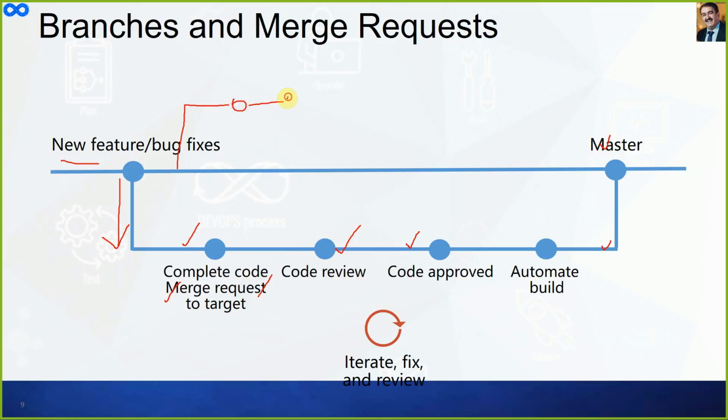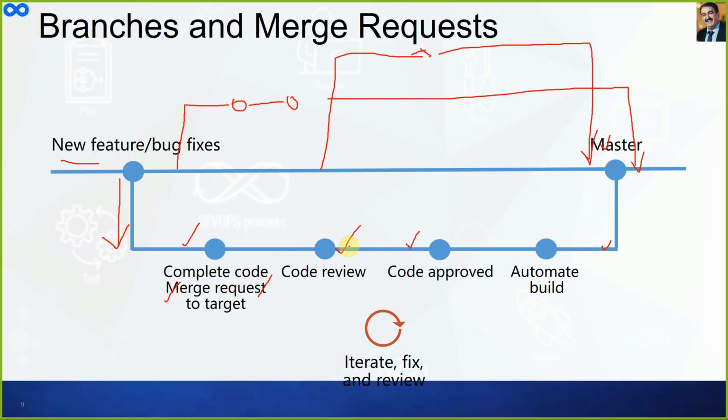One branch is started here by one team of developers, another branch is started here by another team of developers, but then finally they are merged together, all branches merged with the master branch. After this, code review and code approved, and this is iterated: fix and review, iterate, fix and review.